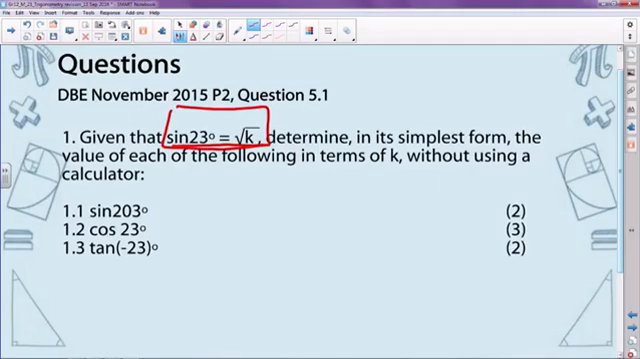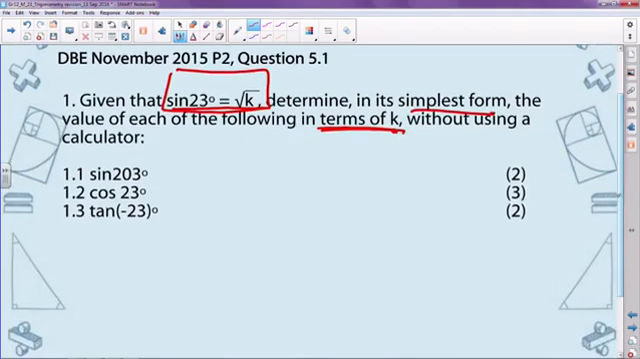Okay, if we carry on reading the question, it says, given that sine of 23 degrees is equal to the square root of k, determine in its simplest form the value of each of the following in terms of k, which means we need k's in the answer, without using a calculator. All right. So the thing that we're going to use to help us here is obviously that key information, as I said, which is the sine of 23 degrees.